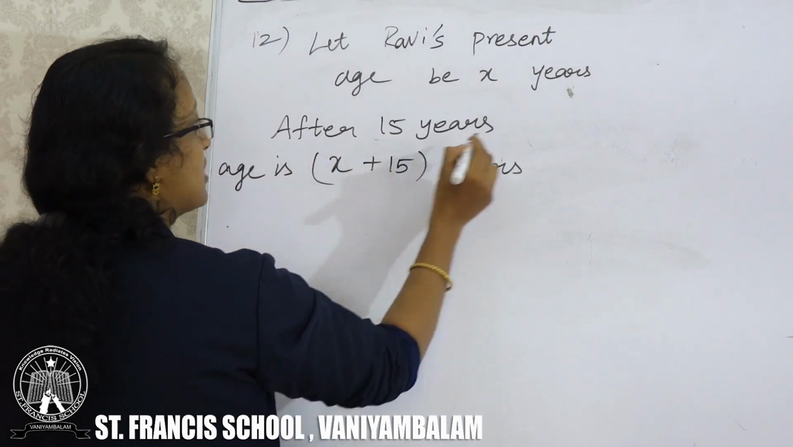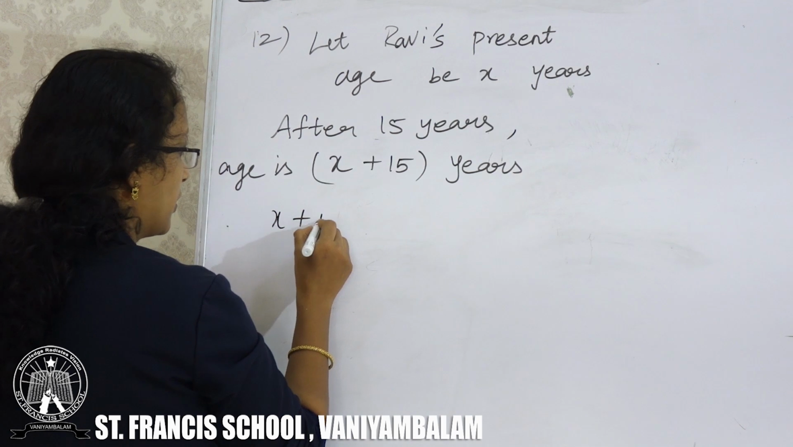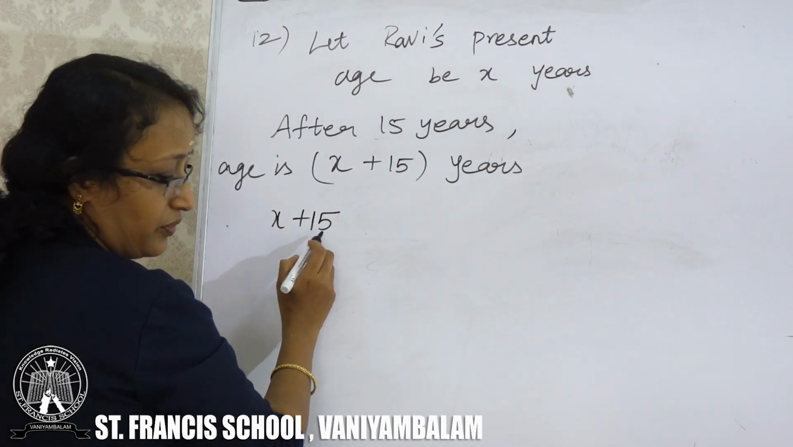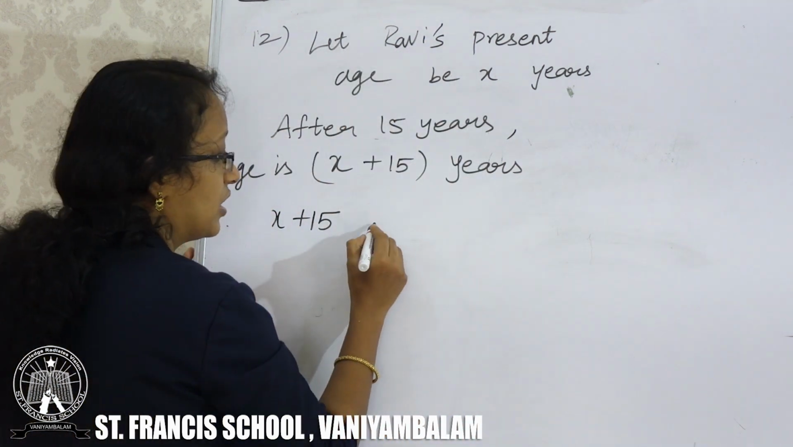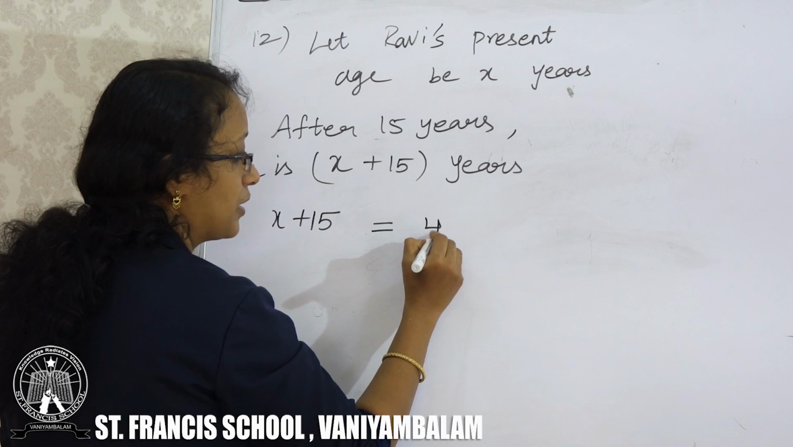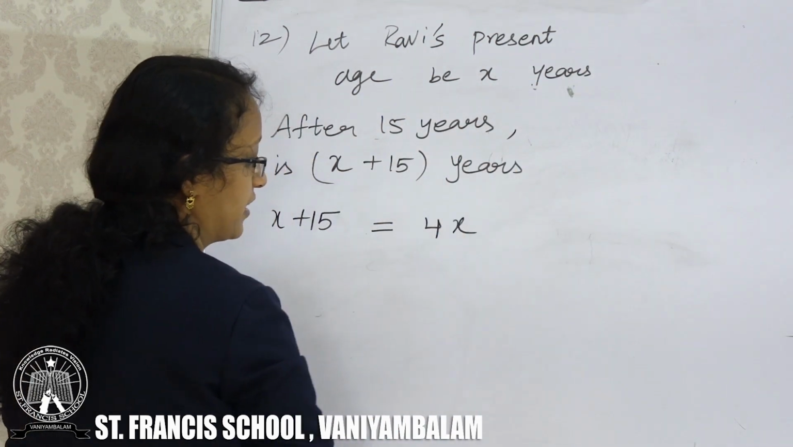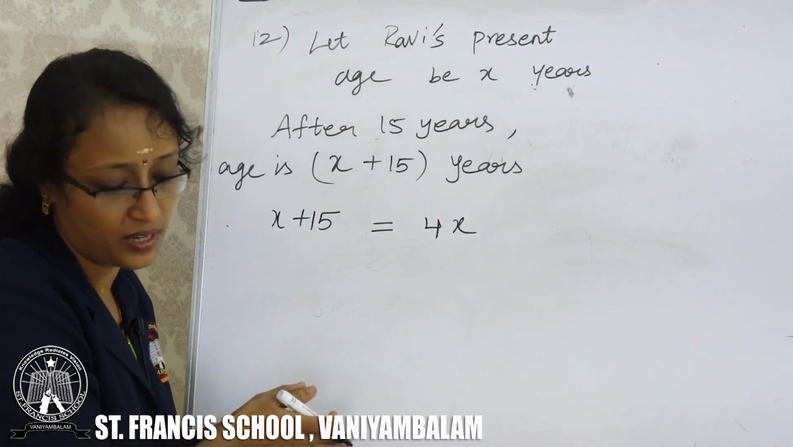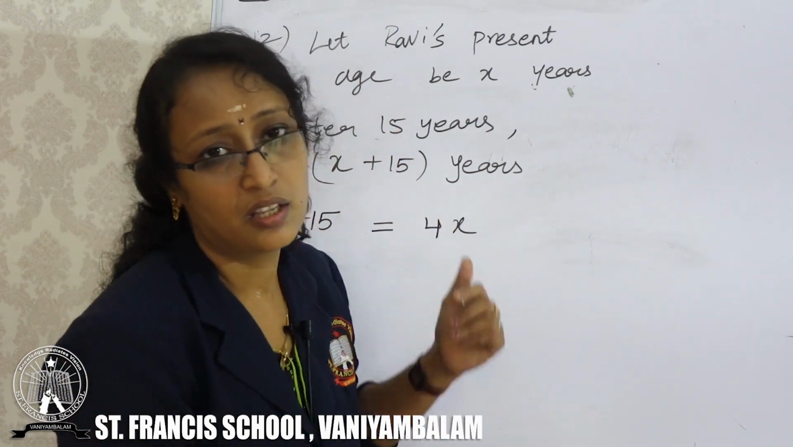After 15 years, Ravi's age is x plus 15. According to the question, after 15 years from now, Ravi's age is 4 times his present age. What is the age of Ravi? Let it be x. This is your equation. Find the x value from here, and that x value is Ravi's age.